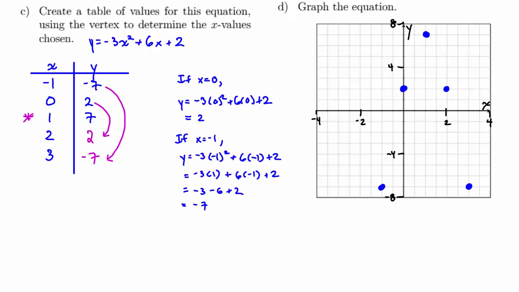The last thing I want to do is connect these with a smooth curve. So I'll make sure it's rounded at that vertex and that it opens downward, going through my points, and then making sure, of course, that I put arrows at the end, showing that it continues downward.